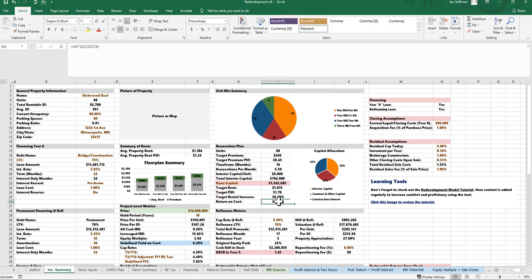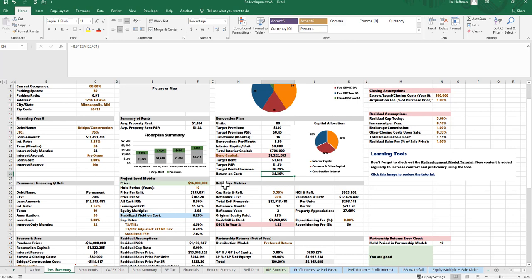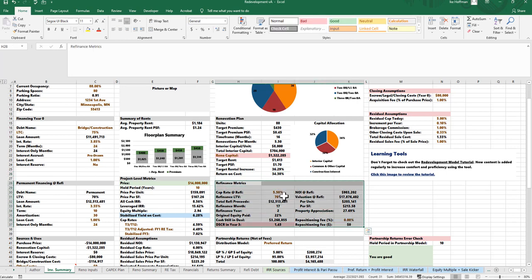Switch it back just so you can see that change. And then there's just a nice little pie chart summarizing where you're spending money, whether it's interest, interior capital, so the actual money you're spending on units, or common areas, hallways, exteriors, marketing, contingencies, those types of things would be common and other capital. Once you are ready to refi, you'd enter in your refinance assumptions here.